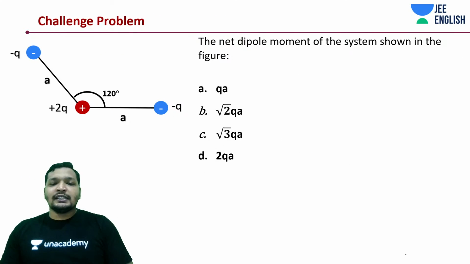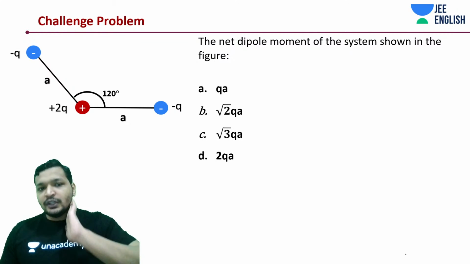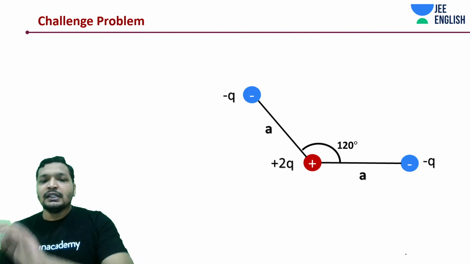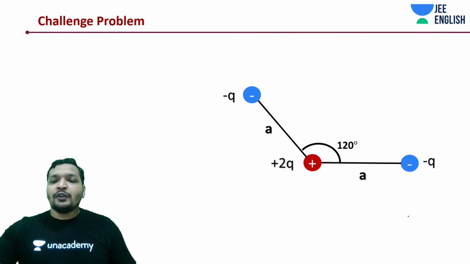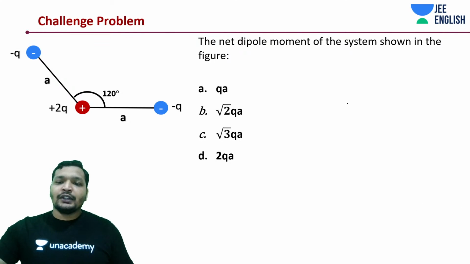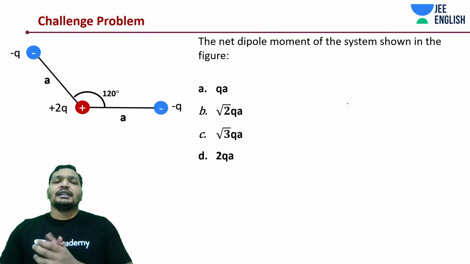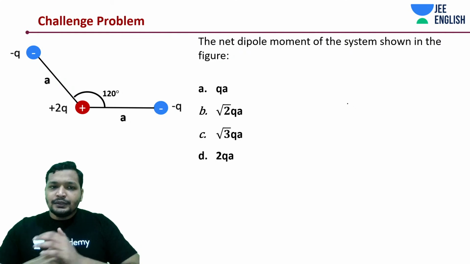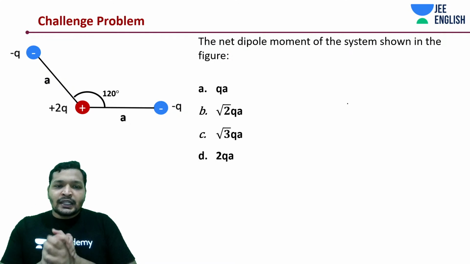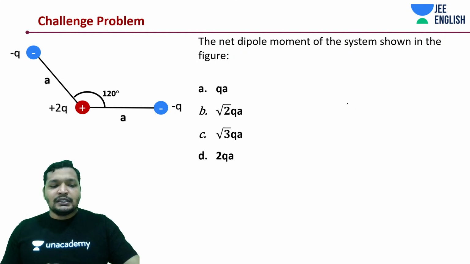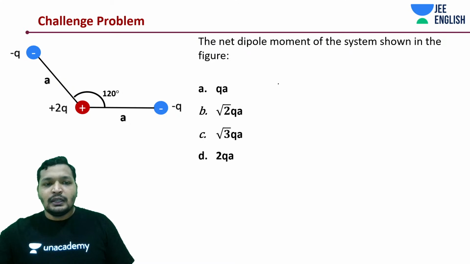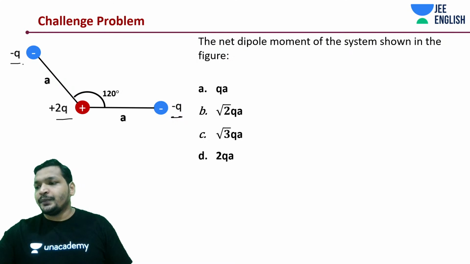Now let's move on to the next problem. This problem should be very easy for you. I told you how to work around such problems. First of all, let's read the question. Take a moment, try to answer this question. What should be the net dipole moment in this case? 120 degrees between the arrangement of charges. One is plus 2q, the other is minus q, plus 2q, minus q.